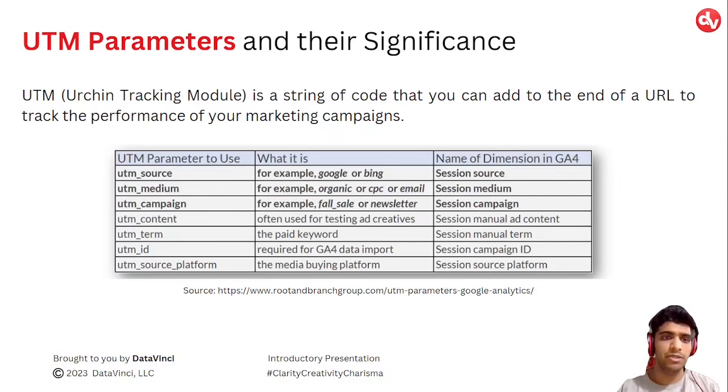Number one, you could use the UTM source, UTM medium, UTM campaign, the content, the UTM term, ID, and source platform. All of these are translated in GA4 as the predefined dimensions such as the session source, the session medium, the session campaign, and so on.